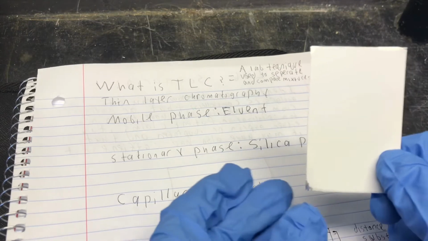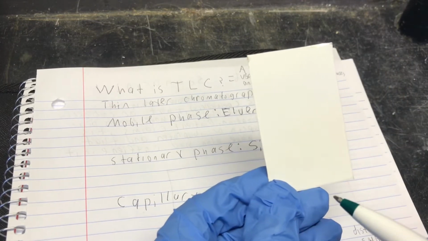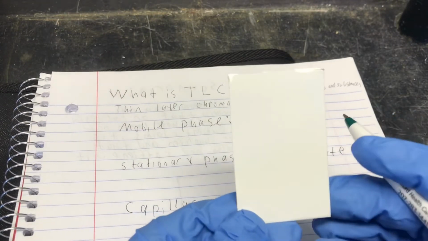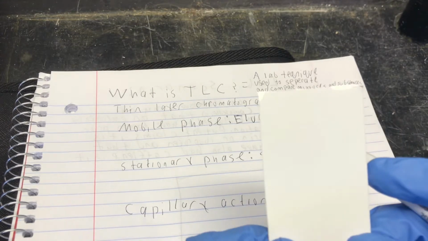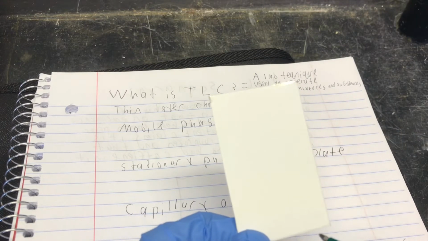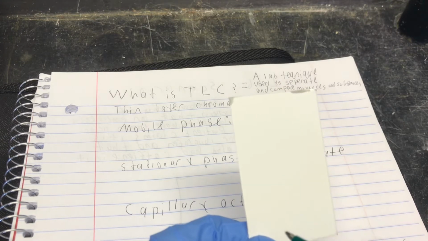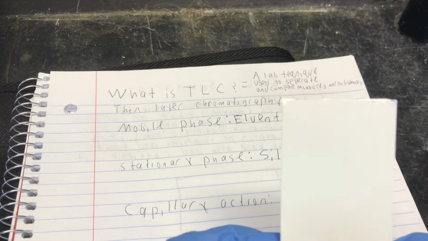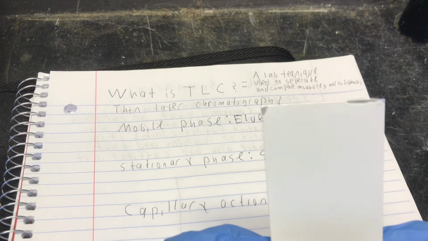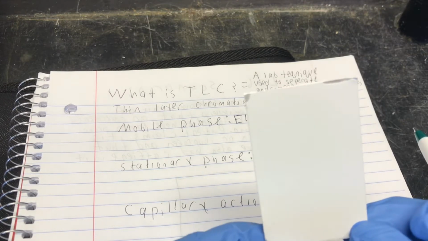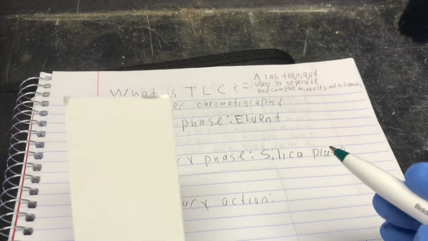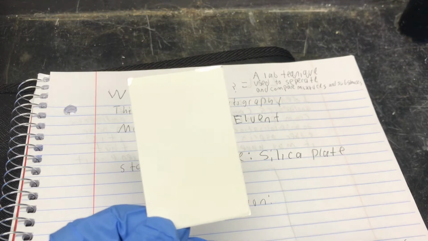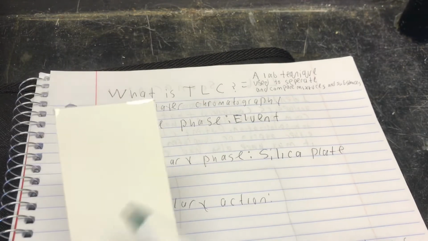So the mobile phase is the eluent, which is a liquid which starts from the bottom and moves its way up through capillary action, which I'll be getting into in just a moment. It will move your desired substance up the stationary phase, and I'll get into a little bit as well what exactly causes separation to occur. But to start out, just remember: the mobile phase is the eluent, the liquid in the bottom of the beaker, which you're going to see later, and the stationary phase is the silica plate.